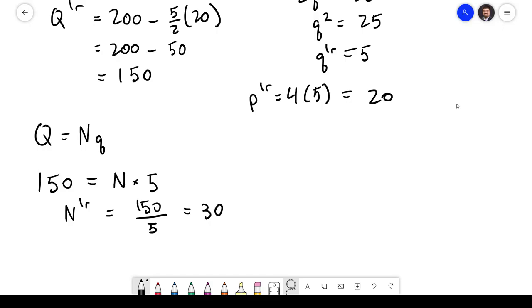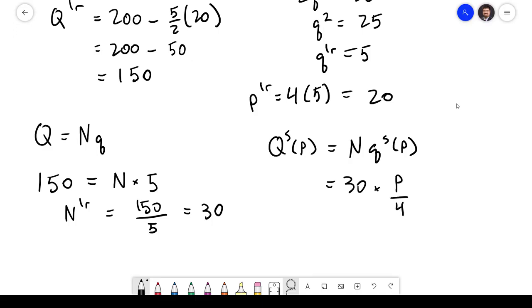To figure out what our new market supply curve will be, remember that QS of P equals N times little qs of P. And we have 30 times the individual firm supply function, which we solved for a few minutes ago, P over 4. And that will be 15P over 2. Note this is 3 times as much as our original market supply curve, which was 5P over 2.